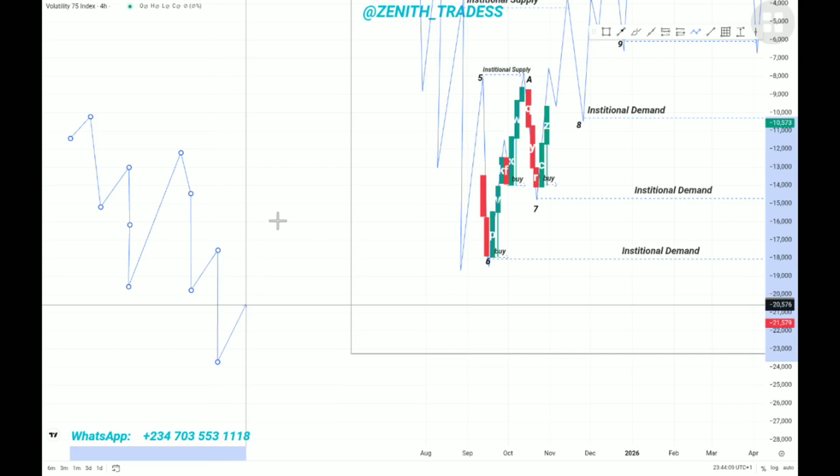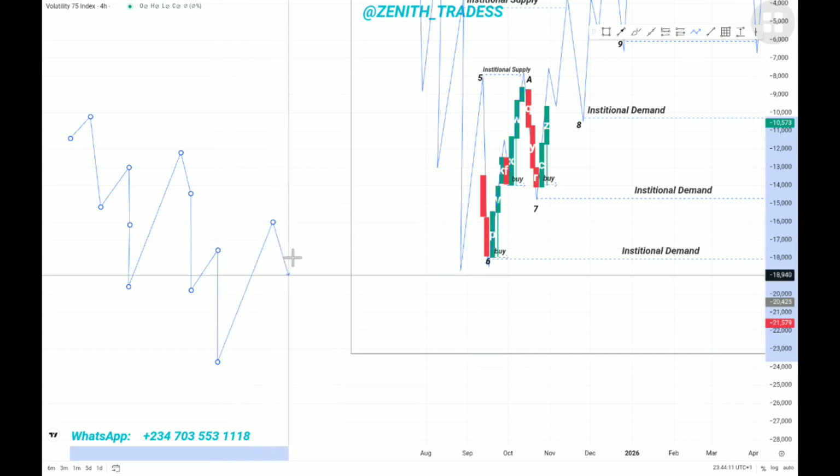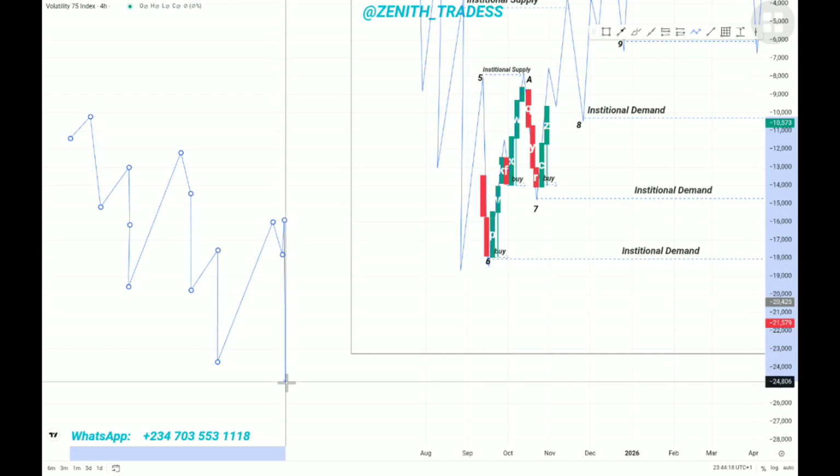Then a major one comes back to sweep liquidity. Any candle that forms after sweeping the liquidity that is bearish, we enter from its opening price to continue. I hope you understand that. That's what I want to call attention to.